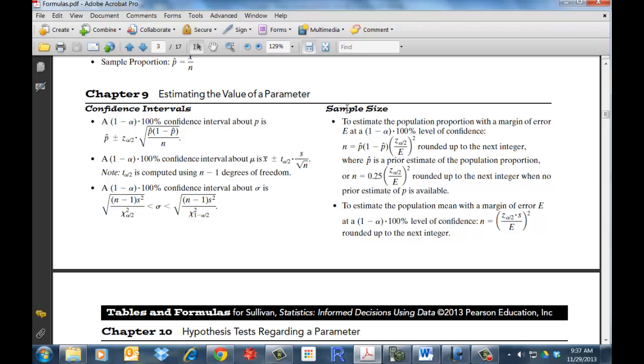So here in chapter 9, you've got sample size formulas, and this first bullet here is for estimating the population proportion, and this is the one we want to focus on. This bullet down here is to estimate the population mean with a margin of error at a 1 minus alpha times 100% confidence. So notice we have two different formulas here. One formula, this first formula here, says use this where p hat is a prior estimate. And then the second formula down here says use when no prior estimate of p is available. So these are the two formulas that we're going to use. One when we have a prior estimate, and the other when we have no prior estimate.